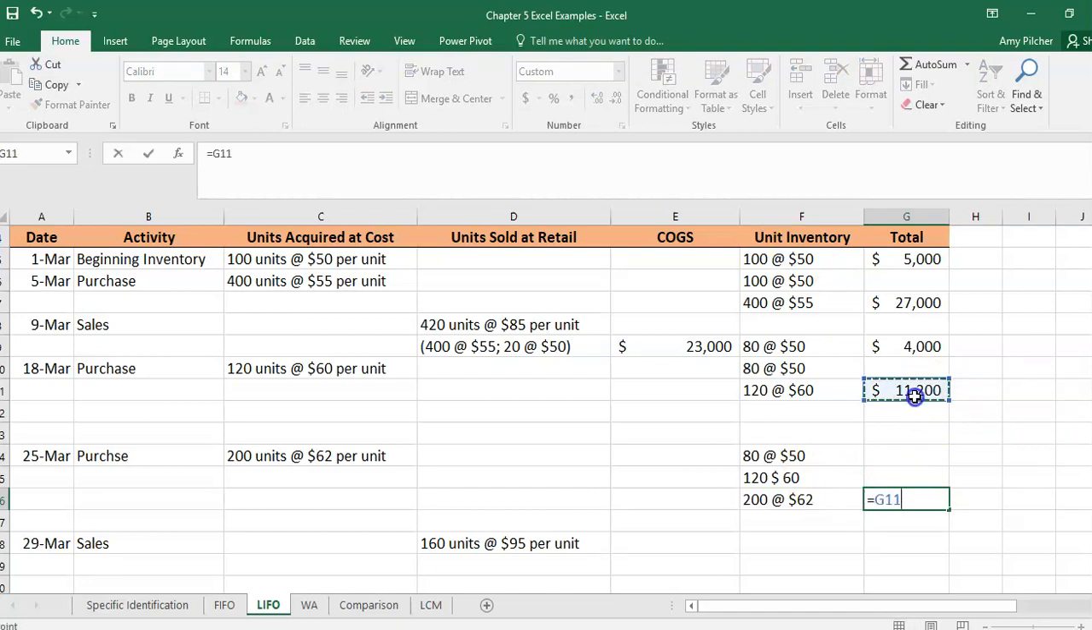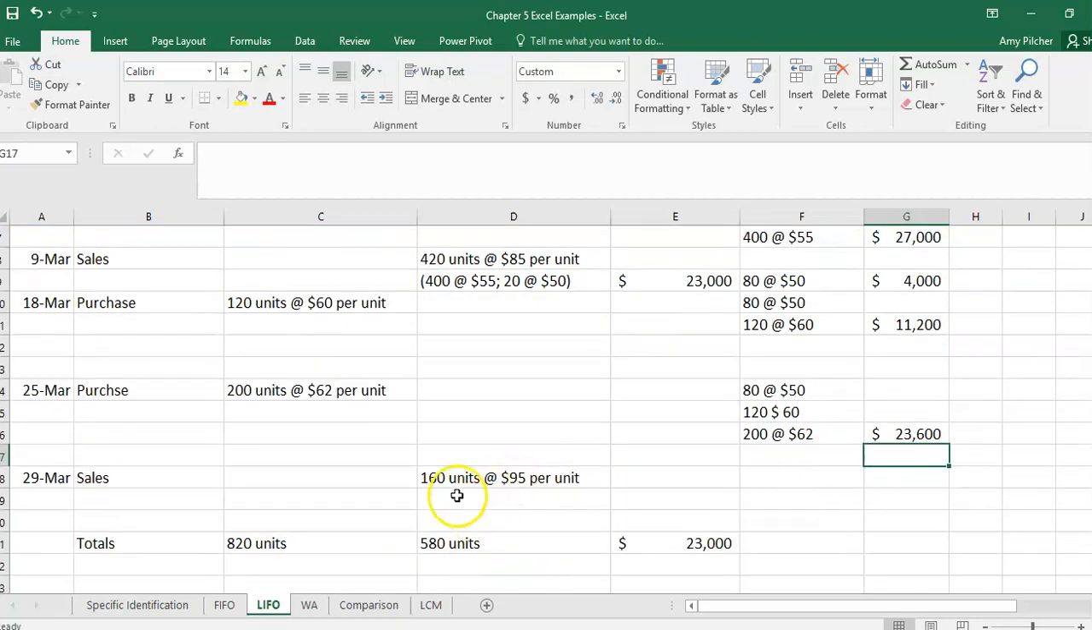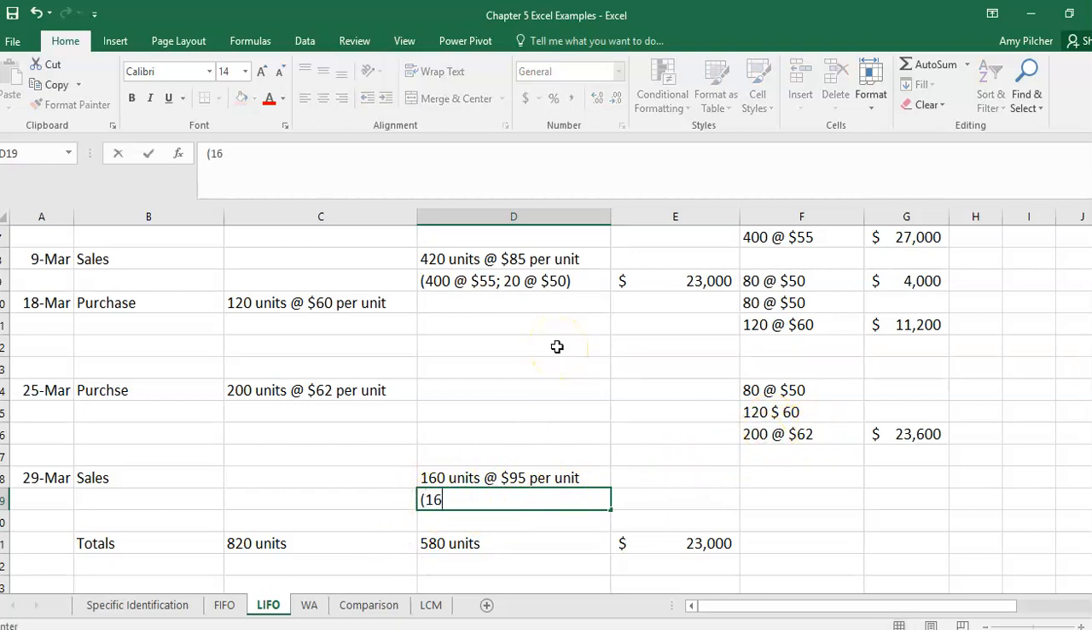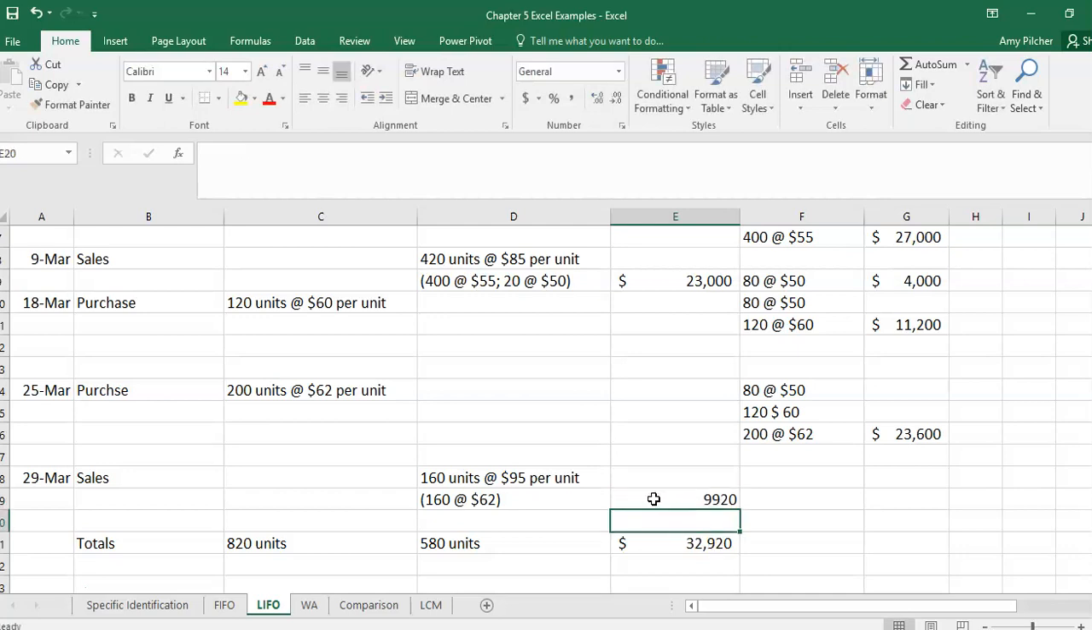Total inventory, 11,200 plus 200 times 62. We now sell 160 units. Because these are last in, first out, all 160 units come from this pool of 200 units at $62. So our cost of goods sold equals 160 times 62.